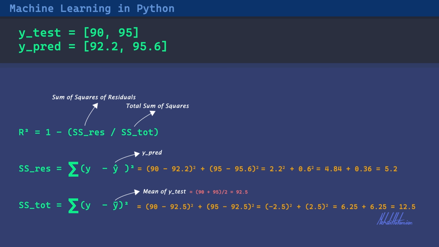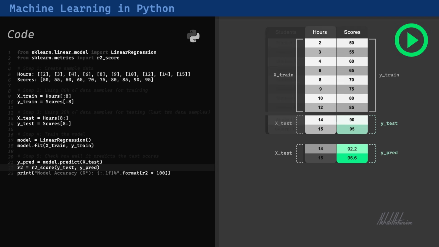With both the sum of the squares of residuals and the total sum of the squares calculated, we can now compute the R-squared metric. Here, the R-squared value is 0.58. The closer this score is to 1, the more accurate our predictions are. In other words, the closer the R-squared value is to 1, the better the model fits the data. Here, the R-squared is 0.58.